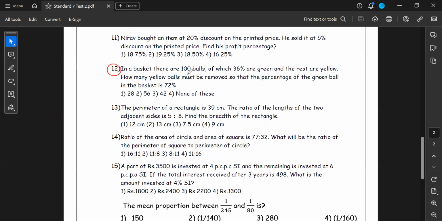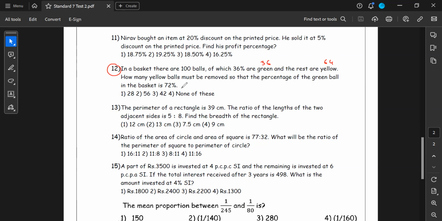Twelfth question. In a basket, there are 100 balls, of which 36% are green. Well, 36 balls are green. Rest are yellow. How many yellow balls must be removed so that the percentage of the green ball in the basket is 72? So 36 green balls we have out of 100, and obviously the remaining, that is 64 in this case, 64 yellow balls we have.